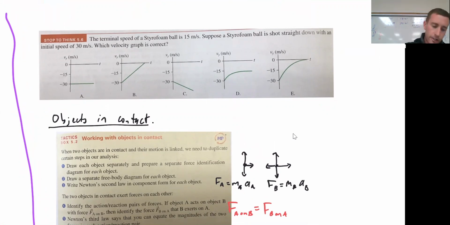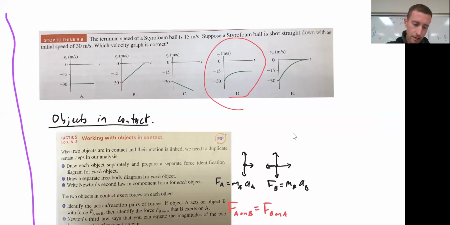Okay, so I know that it has to start at 30 meters per second, and all of these graphs do start at 30 meters per second, but the terminal speed is 15. So I know it eventually has to get back to 15, right? It'll start at 30, but then it can't keep going at 30. It'll immediately slow down to 15. And then it'll kind of reach a level at negative 15, right? Negative 30 because I'm going down, negative 15 because I'm still going down, but I've reached terminal velocity. And it looks like that one is D.